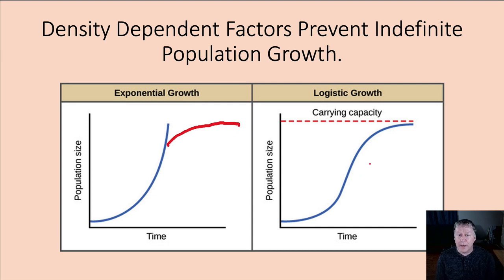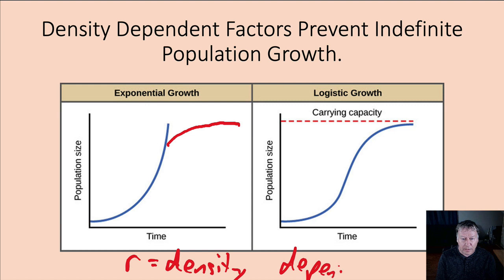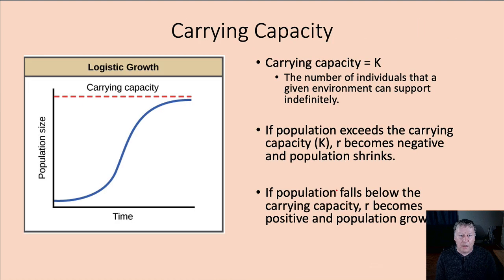And this is the pattern we usually see in wild populations, though there are exceptions. So what we are saying here is that R is density dependent. Now, take a look at this graph on the right. This graph shows a dotted line up here that says carrying capacity.